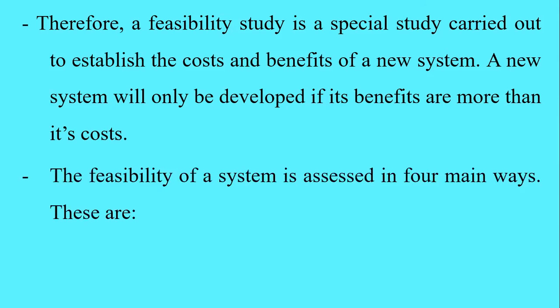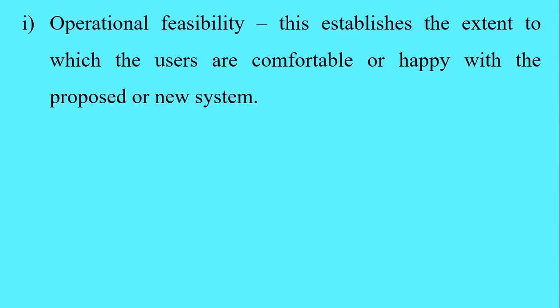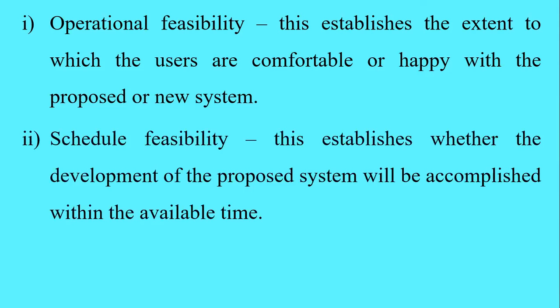The feasibility of a system is assessed in four main ways, which are: number one is operational feasibility. This study establishes the extent to which the users are comfortable or happy with the proposed or new system. Number two is schedule feasibility. This establishes whether the development of the proposed system will be accomplished within the available time.